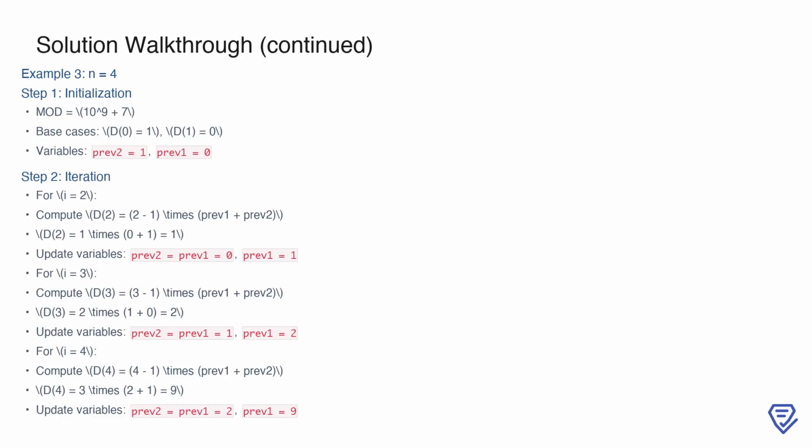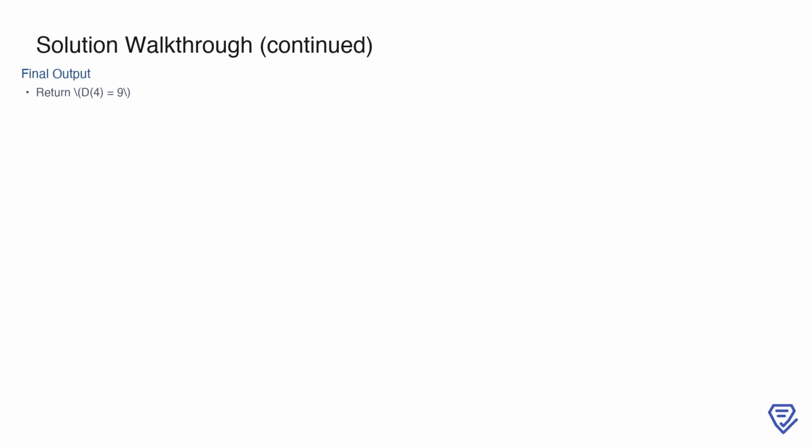For i equals 3, d3 is calculated as (3 - 1) times (previous 1 plus previous 2). Substituting the values, d3 equals 2 times (1 plus 0), yielding 2. We update previous 2 to 1 and previous 1 to 2. Finally, for i equals 4, we compute d4 as (4 - 1) times (previous 1 plus previous 2). Substituting the updated values, d4 equals 3 times (2 plus 1), resulting in 9. After this step, previous 2 becomes 2 and previous 1 is updated to 9. The result of d4 is therefore 9.